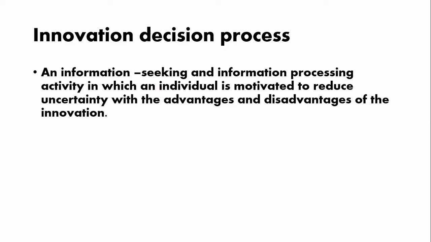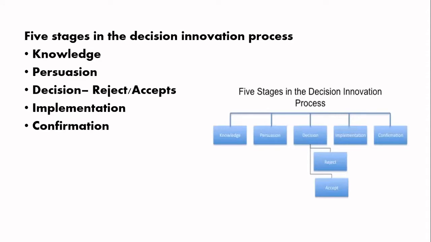Therefore, we should know the process of innovation. Now we discuss a little more about the innovation decision process, how innovation happens. For information, the information seeking process is the activity in which an individual is motivated to reduce uncertainty about the advantages or disadvantages of the innovation. So in the innovation decision making process, there are five stages.